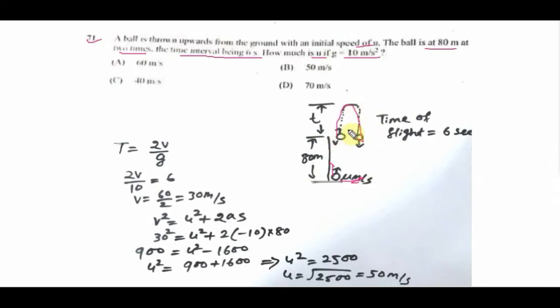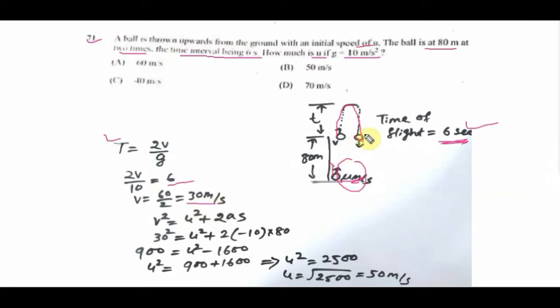So the time of flight is given as 6 seconds. So you have to find the u, initial velocity. The time of flight can be given by t equal to 2v by g. So 2v by g is 10, that equal to 6 is given. So v equal to 60 by 2, that equal to 30 meter per second.